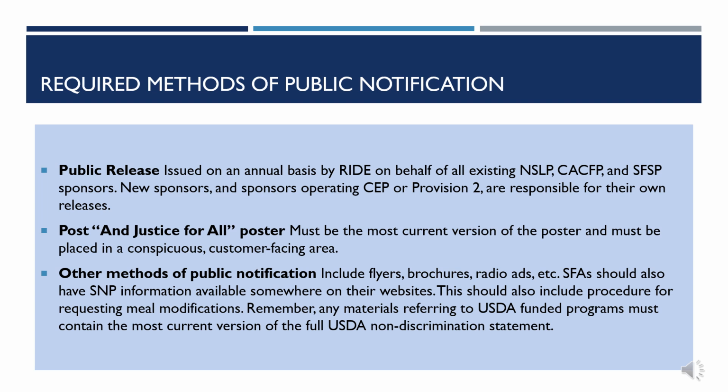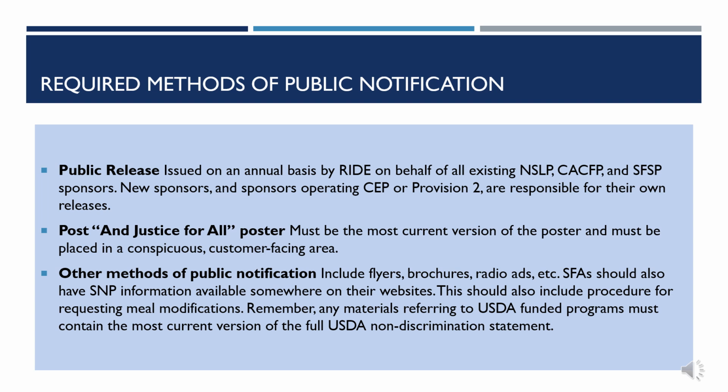Other methods of public notification. These include flyers, brochures, and radio ads. SFAs should also have school nutrition program information available somewhere on their websites. This should also include the procedure for requesting meal modifications, which we'll talk about shortly. Remember, any materials referring to USDA-funded programs must contain the most current version of the full USDA non-discrimination statement.